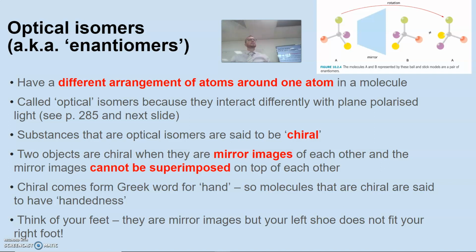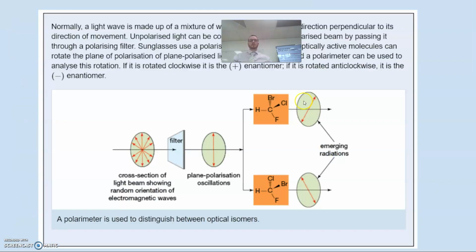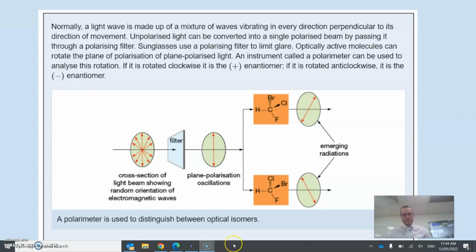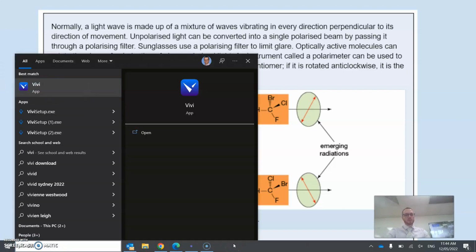Think about many parts of your body. They are mirror images, but they do not superimpose one another. Your left shoe doesn't fit your right foot, for example. They're called optical isomers because they polarize light. When I apply light through a molecule, they will change the direction of light in different ways.